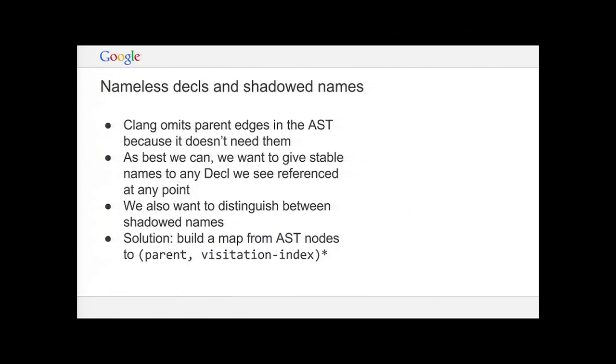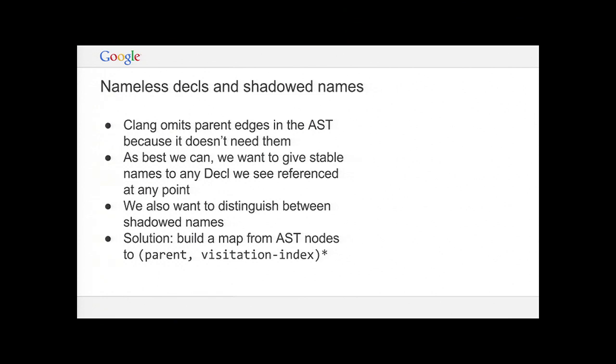So our solution is to build a map from AST nodes to tuples of parents and visitation indexes. The visitation index is defined by the recursive AST visitor's path through the tree. And there could be more than one of these things, and this is one of the reasons that Clang doesn't keep track of these parent relationships, because for things like template instantiations, they can appear many times in the resulting AST after elaboration is complete.